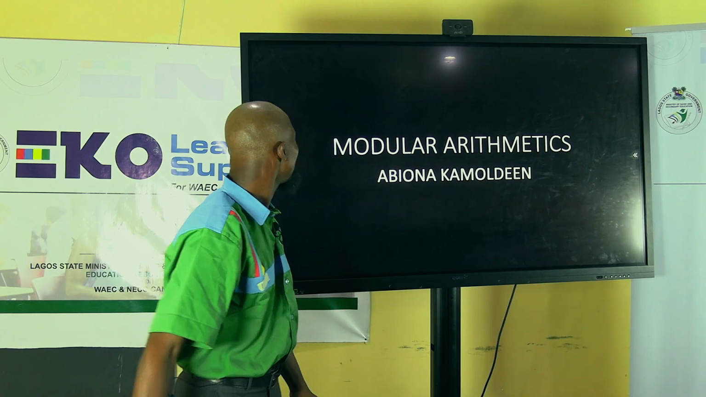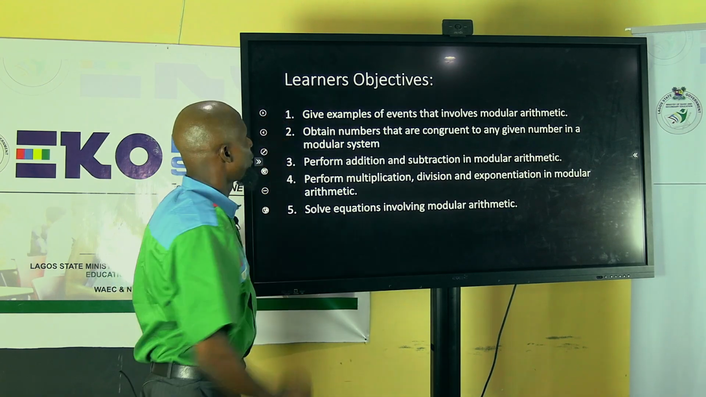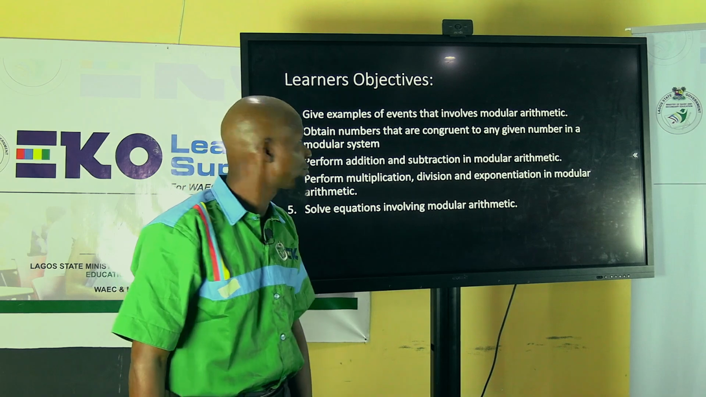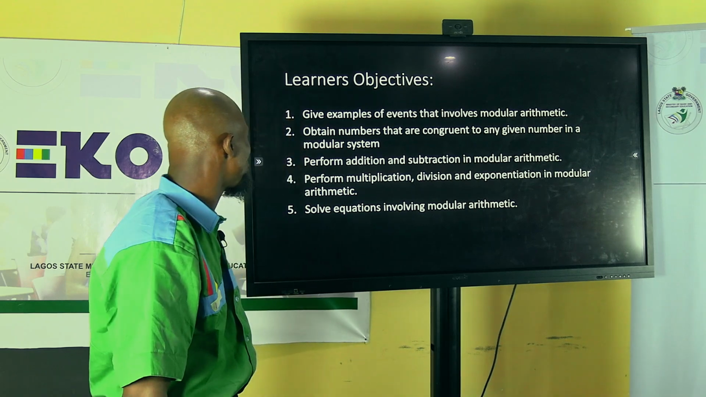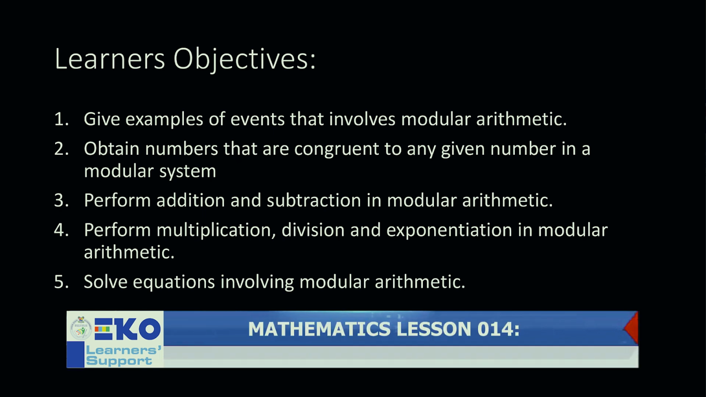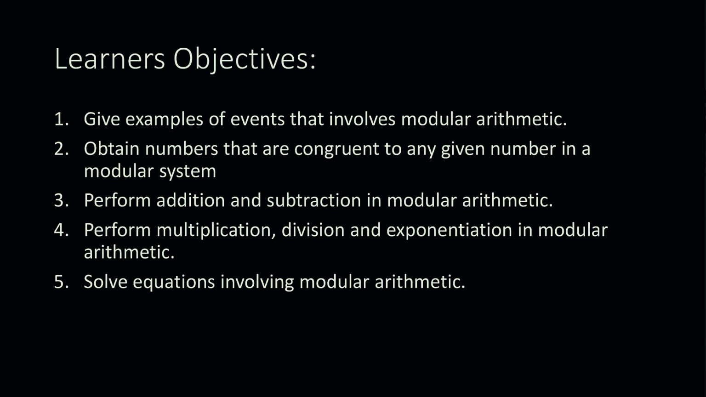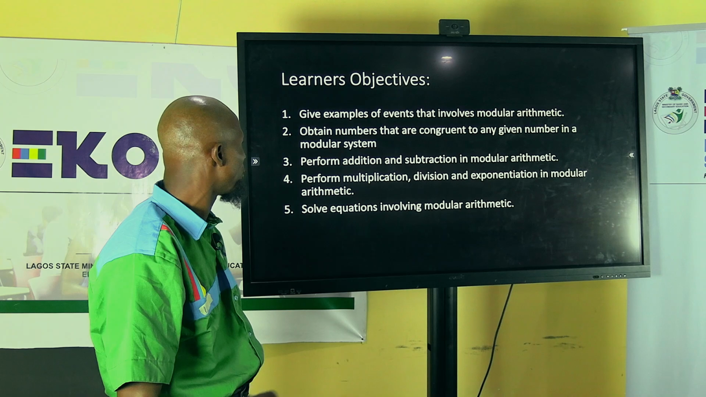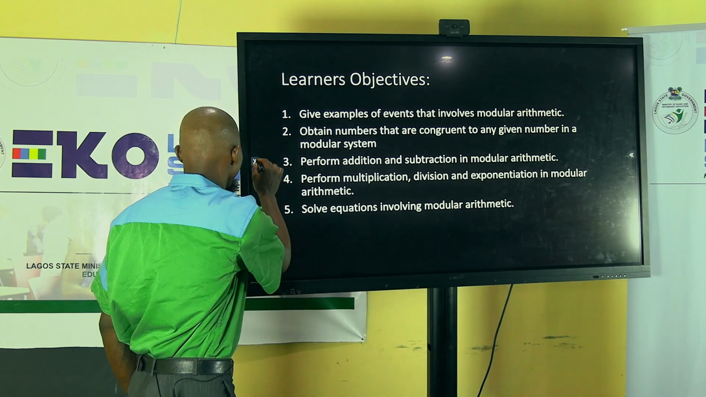Okay, so for today, we look at some objectives. At the end of this class, you should be able to give examples of events that involve modular arithmetic. Number two, obtain numbers that are congruent to any given number in a modular system. Number three, perform addition and subtraction in modular arithmetic. So for this class, you should be able to cover all this.